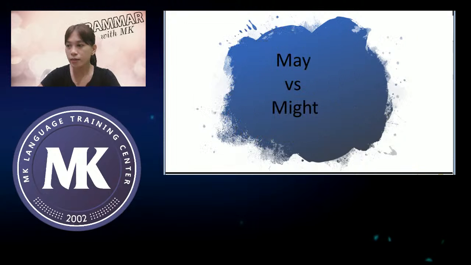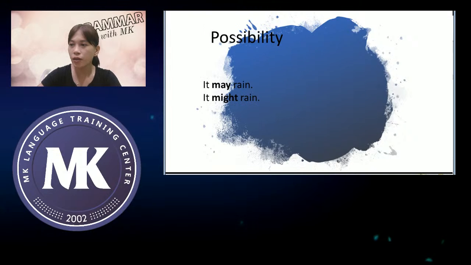Yes, this is our last topic: may versus might. Both are used for possibility, something that is possible. Both are actually interchangeable, with a subtle difference maybe. For example, it may rain or it might rain. If we're talking about it may rain, the chance is probably like 70%, and then it might rain is around maybe 30% chance. So it's the intensity of possibility.